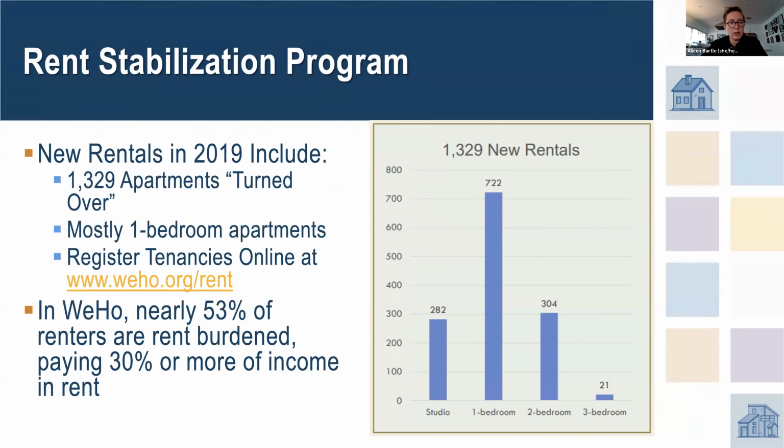Great. As we discussed earlier, nearly half of West Hollywood renters are rent burdened, meaning that they're paying 30% or more of their income towards their rent. We also know that a number of our tenancies turn over, and when the rents turn over, they go back to market rate. You can see that in 2019, we had over 1,300 turnovers, most of them in the one-bedroom housing category. Next slide.